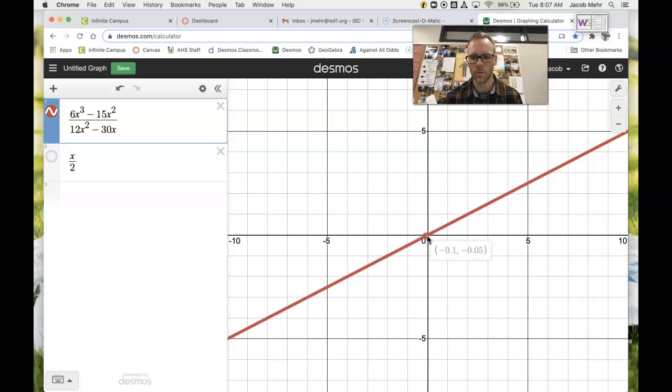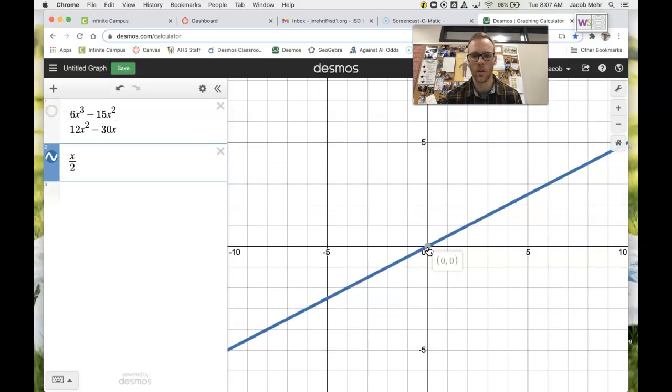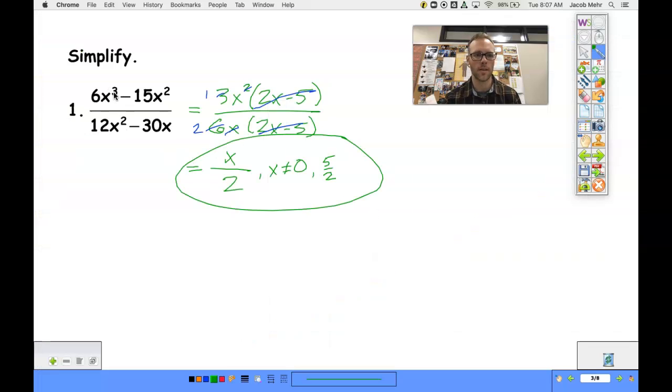At 0. Notice there's a hole there. And at 5 over 2, which is 2.5. There it is right there. There's the hole at 2.5. Whereas in x over 2, does that have a hole at 0? No, it doesn't. Does it have a hole at 5 over 2? No, it doesn't. So as we simplify and we say this equals that, we have to make a note of the excluded values. It's not equal to this because of x equals 0 and x equals 5 over 2.